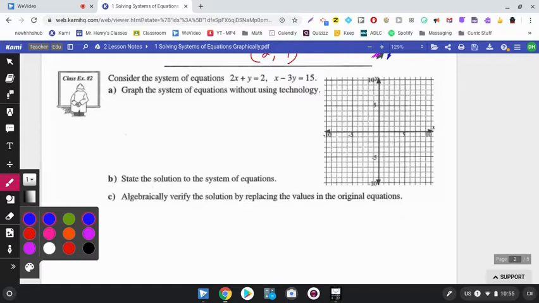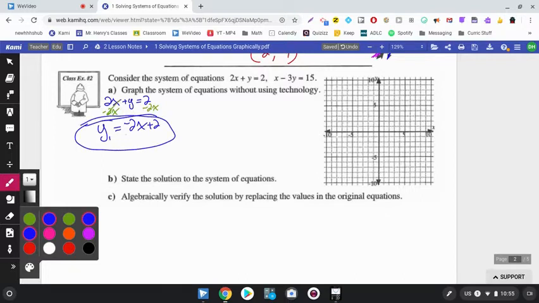I'm going to start with the first one, 2x plus y equals 2. If I want to graph that, it's pretty easy to rearrange to y equals mx plus b: y equals negative 2x plus 2. I'm going to call that y1, which when we use our graphing calculator, I'll call y1 and y2. Graphing that: y-intercept of 2, slope of negative 2, so down 2 over 1, there's a point. Down 2 over 1, there's a point.